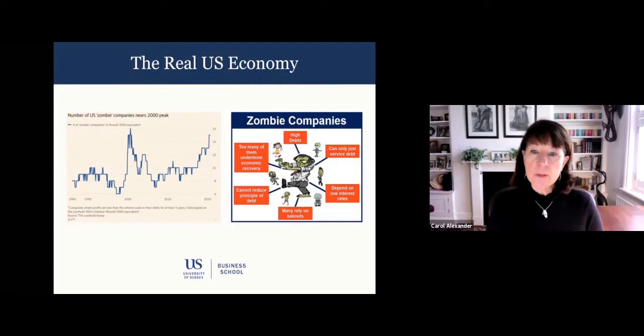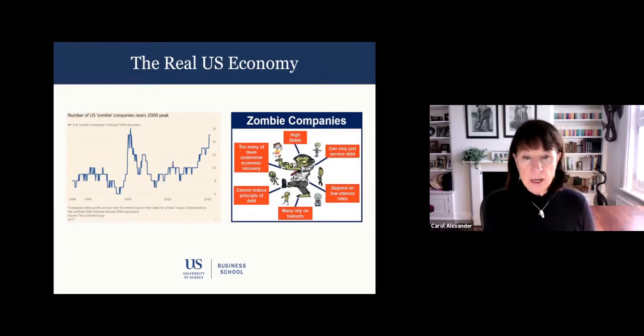The real US economy is full of zombie companies. A zombie company is a company that can't service its debt. Its profits are not enough to pay the interest it owes on debt. And the left-hand graph from the FT in February, as soon as the pandemic hit, estimated that 15% of the largest 3,000 companies in the US were actually zombie companies on the last 3 years of being unable to pay interest on their debts. More generally, Forbes has estimated about 1 in 5 US companies are actually zombie companies.